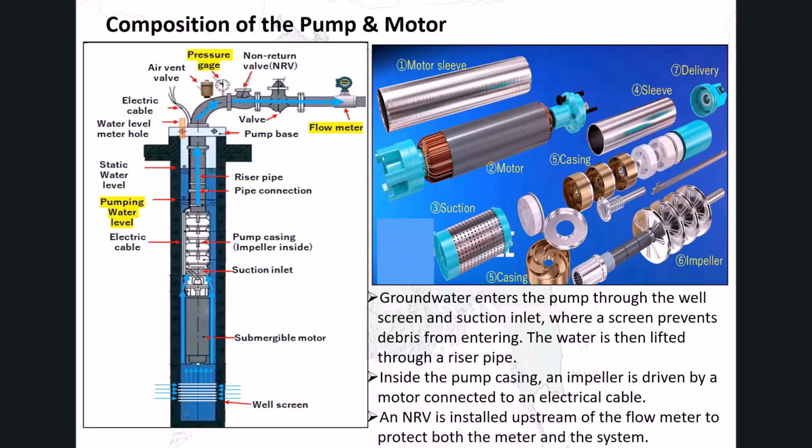The photo on the right shows a submersible pump that has been disassembled into its components. A submersible pump has a motor located at the lower section, which is connected to a power supply by a cable. Above the motor is the suction inlet, where water is drawn in. This suction section is covered with a screen to prevent debris from entering the pump. The water taken in through the suction inlet is lifted as a shaft connected to the motor rotates an impeller inside the upper casing.